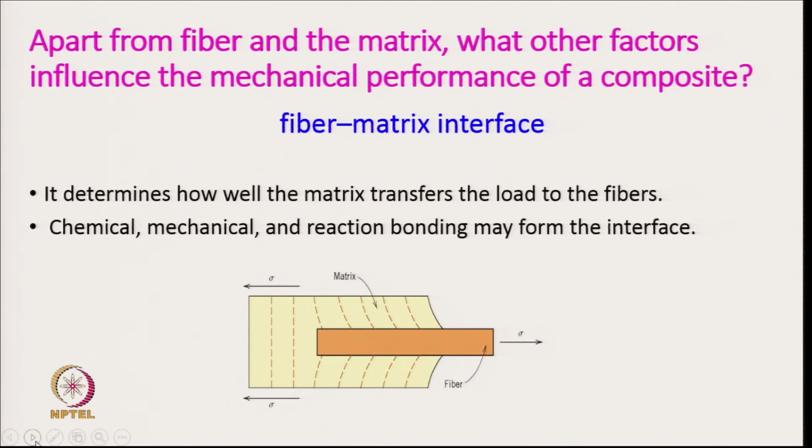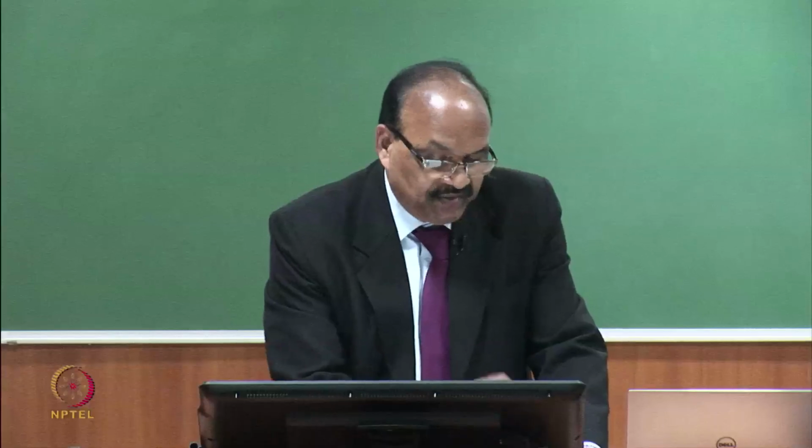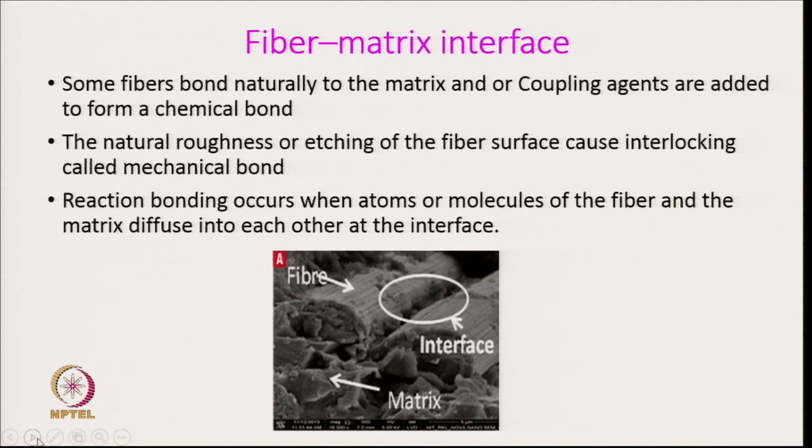Then, chemical, mechanical and reaction bonding may form the interface. So the interface between fiber and matrix is very, very important to regulate the mechanical properties of the composite material. Some fibers bond naturally to the matrix, or coupling agents are added to form a chemical bond. The natural roughness or etching of the fiber surface causes interlocking, called mechanical bond. Reaction bonding occurs when atoms or molecules of the fibers and the matrix diffuse into each other at the interface.